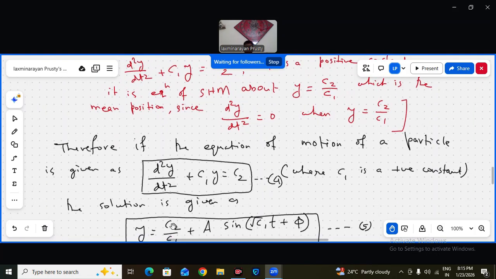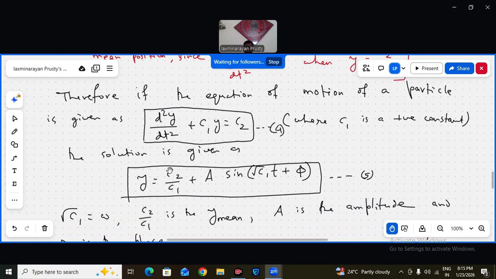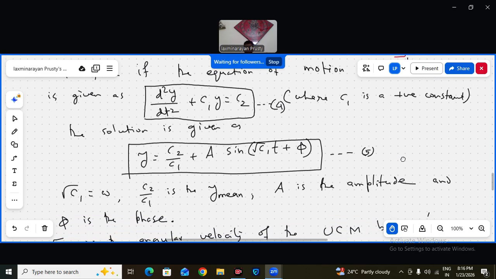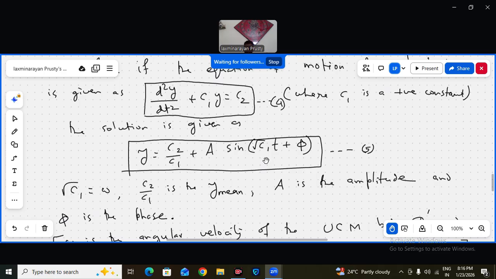About the mean position, it will be moving in SHM. So the mean position is c2 by c1, plus A sin of root c1 into t, that is omega t, plus some phi. People write plus or minus. I don't have to write because sine itself takes care of this. Sometimes it can be plus, sometimes minus. So this is the equation of SHM about a mean position c2 by c1.